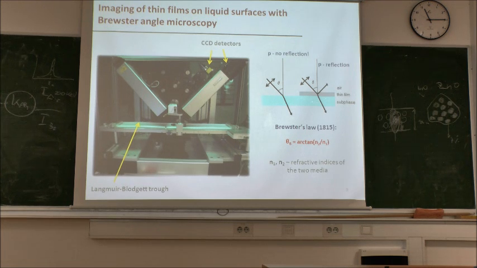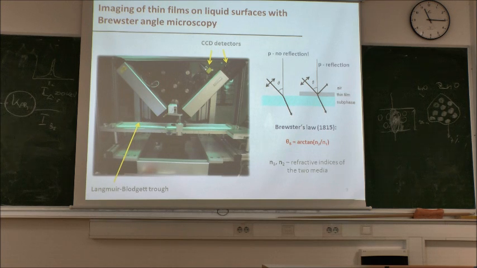But if a thin film is introduced in between 2 phases, for example air and water, the optical properties of the system change so that a small amount of incident light is reflected. And this can be seen as a brighter region in the Brewster angle microscopy image. So in combination with the Langmuir-Blodgett technique, we can study morphological features of the films at the air-water interface.